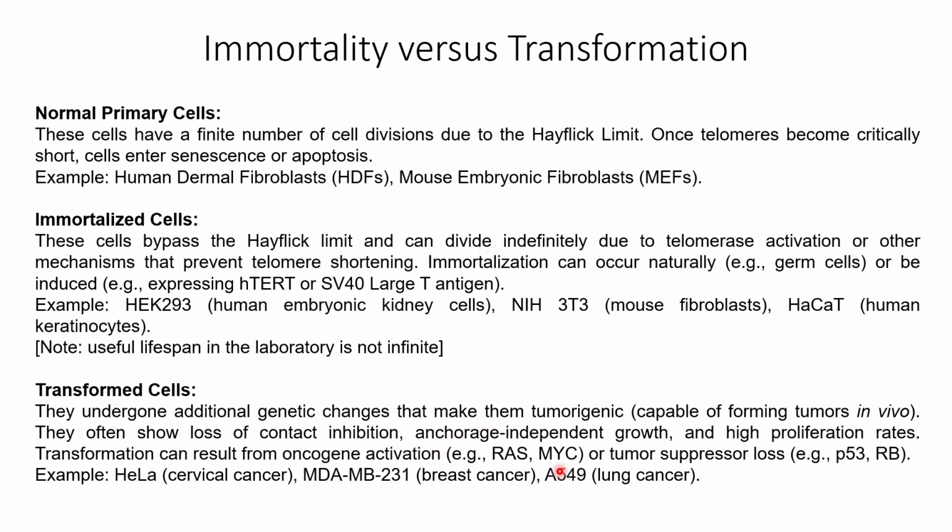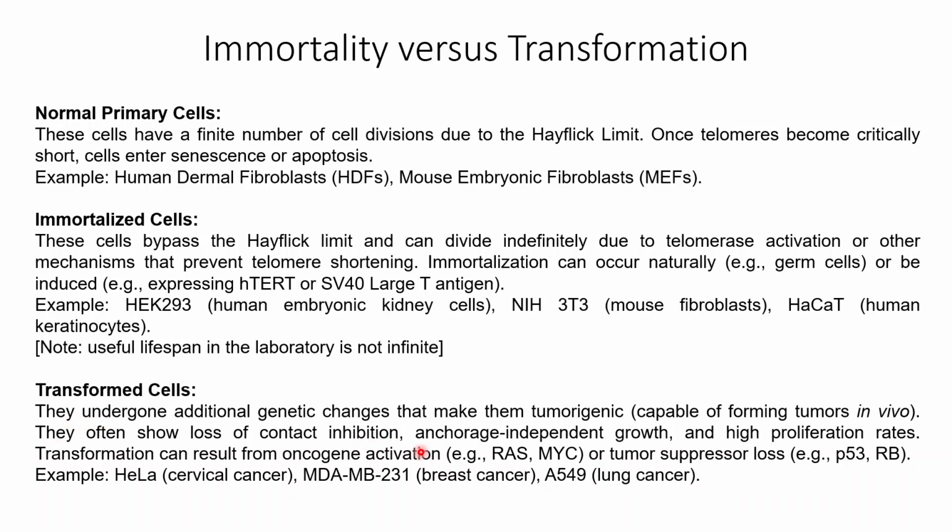They might show anchorage independent growth. That means they're anoikis resistant. They don't need to adhere to something. They can just float and grow. And they have high proliferation rates. And so this transformation can be because of some oncogenic activation.